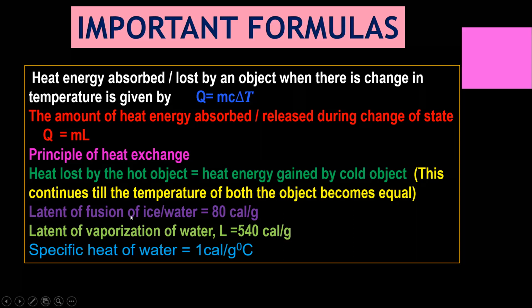Next, latent heat of fusion of ice or water is equal to 80 calorie per gram. These values you have to learn. Latent heat of vaporization of water is 540 calorie per gram, and specific heat of water is 1 calorie per gram degree Celsius. So these three values you have to learn. Latent heat of fusion unit is calorie per gram. Specific heat of water unit is calorie per gram degree Celsius. So these formulas and values you have to learn.